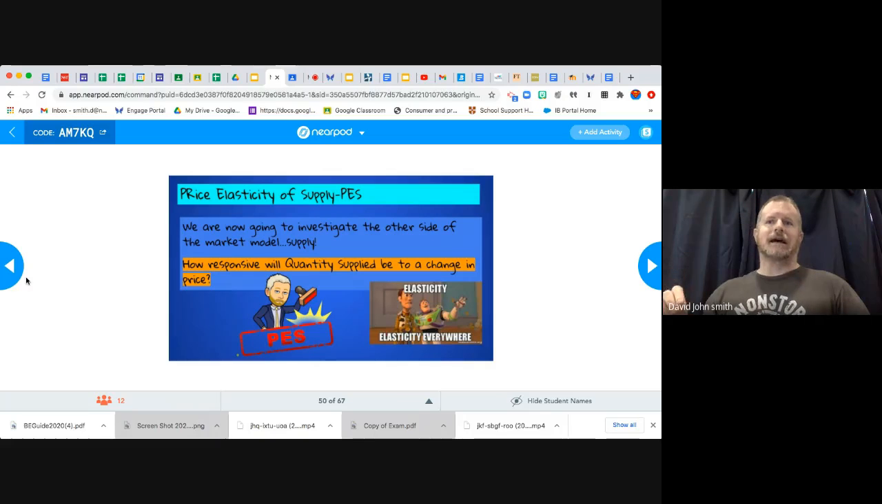What we said the other day was that we know the law of supply. We know that when the price of a good or a service increases, the quantity supplied also increases, because that follows the law of supply, the upward sloping curve. But what we didn't explain at that point is how much it will change, how responsive the quantity supplied will be to the change in price. So that's where PES comes in, or price elasticity of supply.